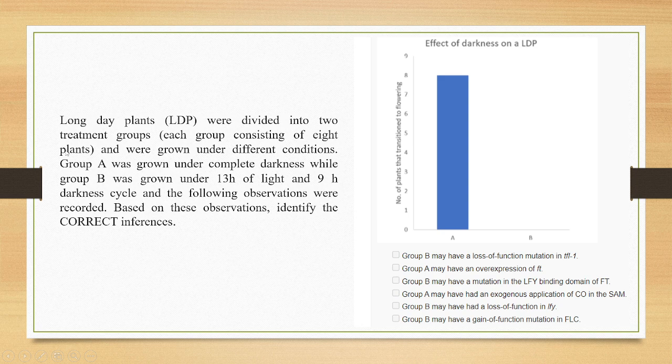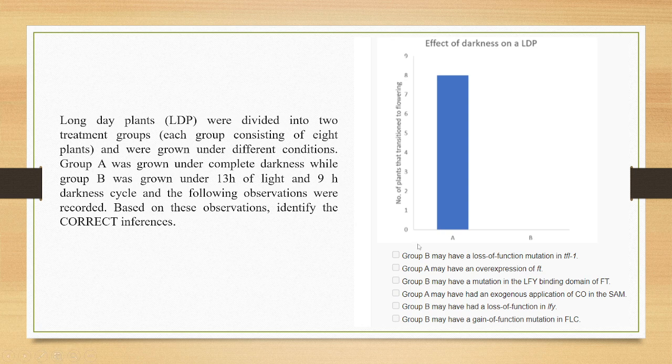Long day plants (LDP) were divided into two treatment groups, each group consisting of 8 plants, and were grown under different conditions. Group A was grown under complete darkness, while group B was grown under 13 hours of light and 9 hours of darkness cycle. The following observations were recorded. Based on these observations, identify the correct inferences.